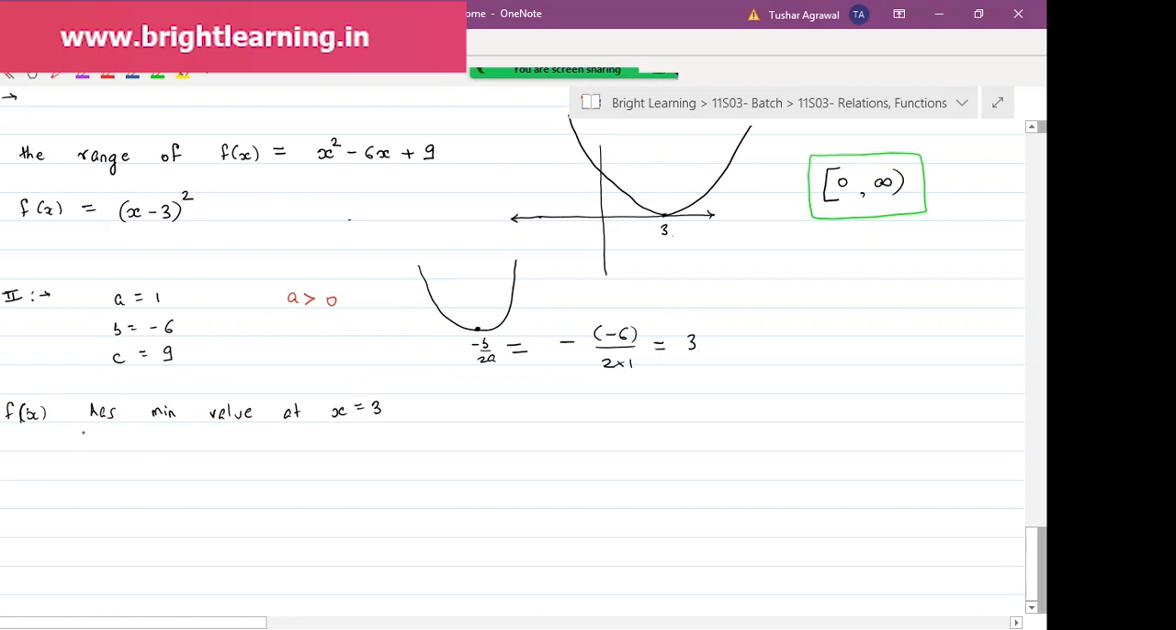So what will that minimum value be? Sir, what is f of 3? Just simply substitute: 3 square minus 6 into 3 plus 9. You can see that 3 square is 9, 6 3s are 18, plus 9. So that turns out to be 0. Yes, sir, this is my bottommost point. The corresponding y is 0, and the topmost point will be infinity. So 0 to infinity, that we get. f minimum is 0, f maximum will be infinity. Done? Yes, sir. Okay.